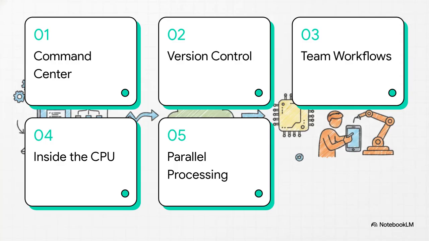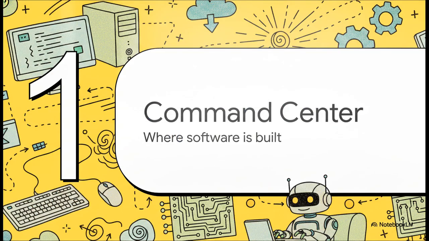Here's our roadmap for today. We'll hit the Developer Command Center, version control with Git, team collaboration workflows, inside the CPU, and finally, threads and parallel processing. Let's do this properly, really building one concept logically onto the next. Starting us off, Section 1, the Developer Command Center.